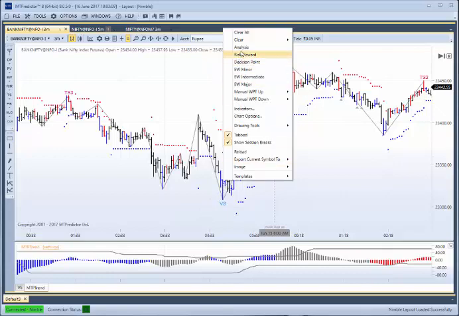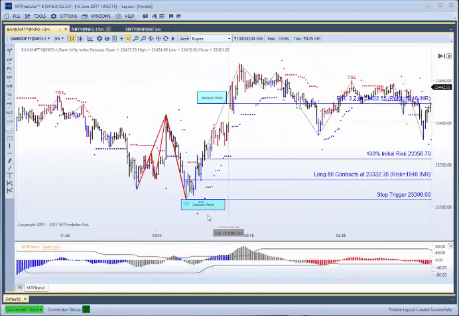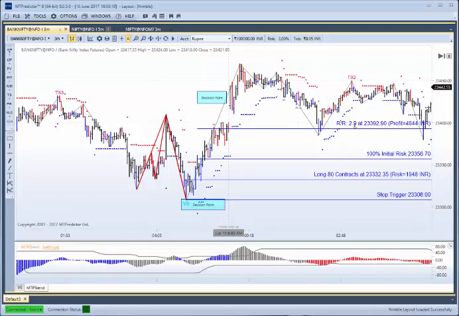If we right mouse click, do our analysis, you can see that caught the very low of the day and the market went up into the close. So you'd have been stopped out there for a plus 2.5R profit. So that would have been very, very good indeed.